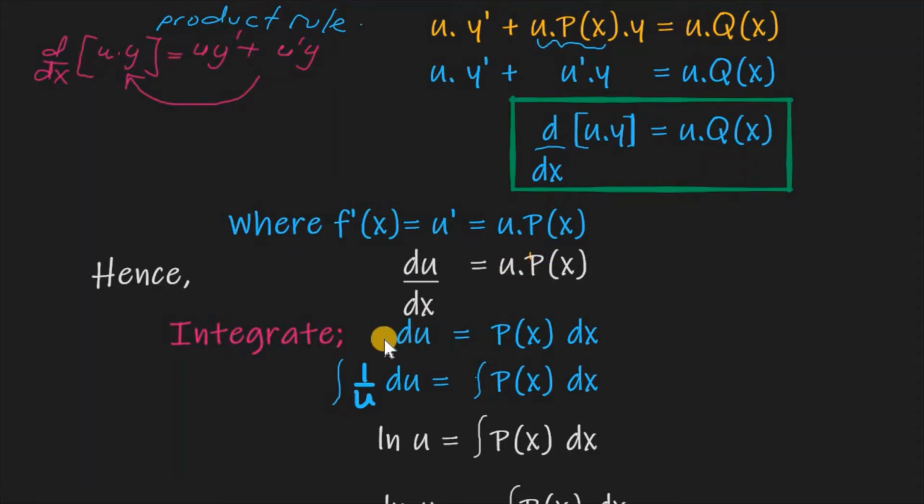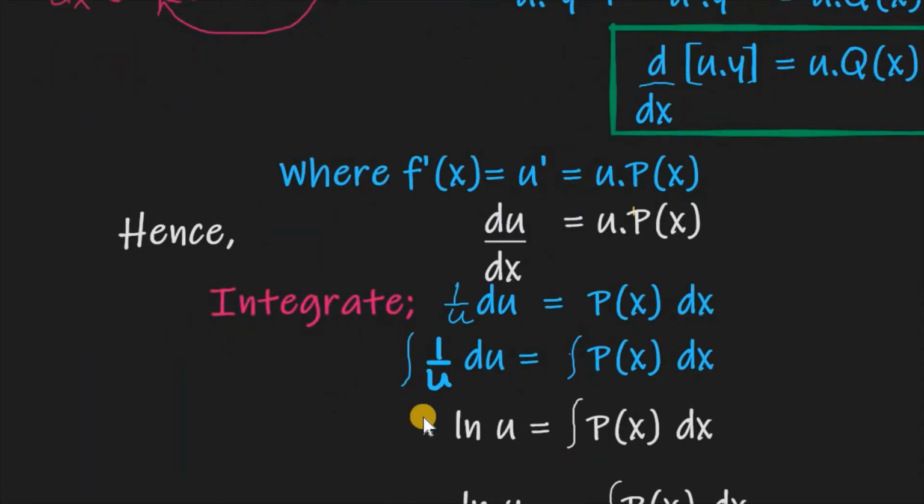So u together with the du, 1 on u du, and here we have the p(x) dx. Do you see that? Next, in order to get the u, we integrate both sides. And then we solve for the integral. Integrating 1 over u du is ln u. And then here is a function we need to integrate. So as we solve it, we get ln u and over there.